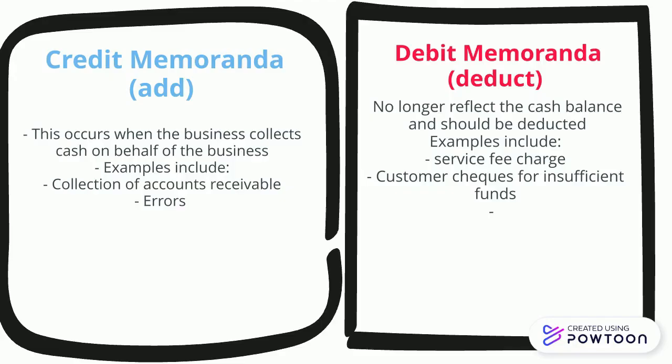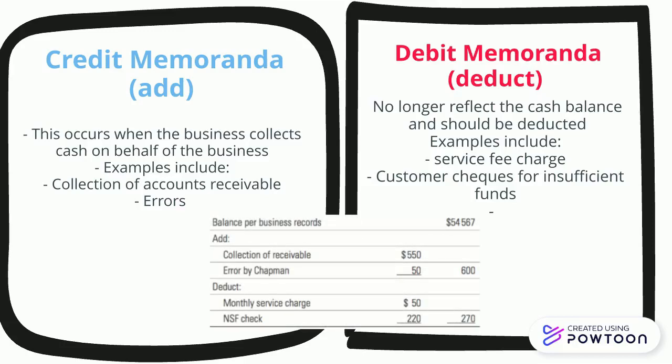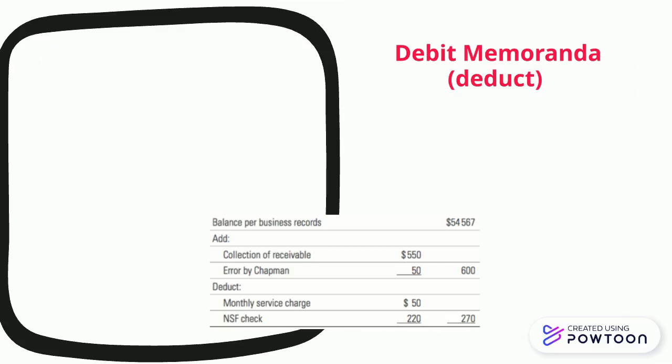A credit memoranda is when the bank collects cash on behalf of the business. Thus, it is added onto the cash balance. A debit memoranda no longer reflects the cash balance and is then deducted from the cash balance. Here are some examples listed on the screen.